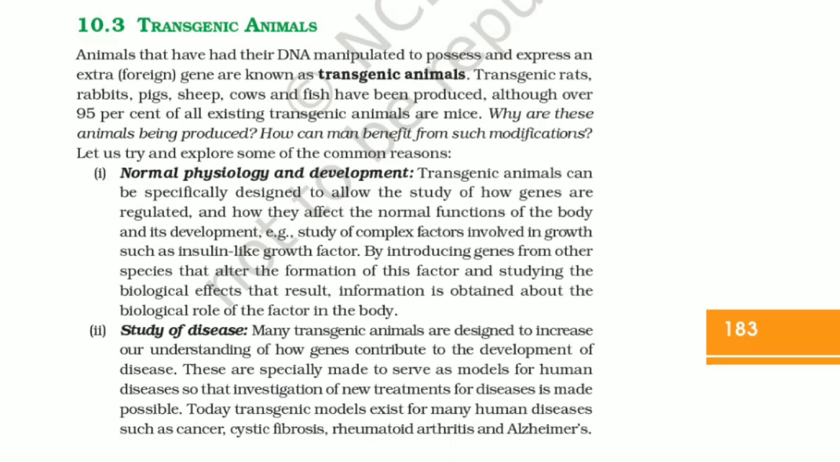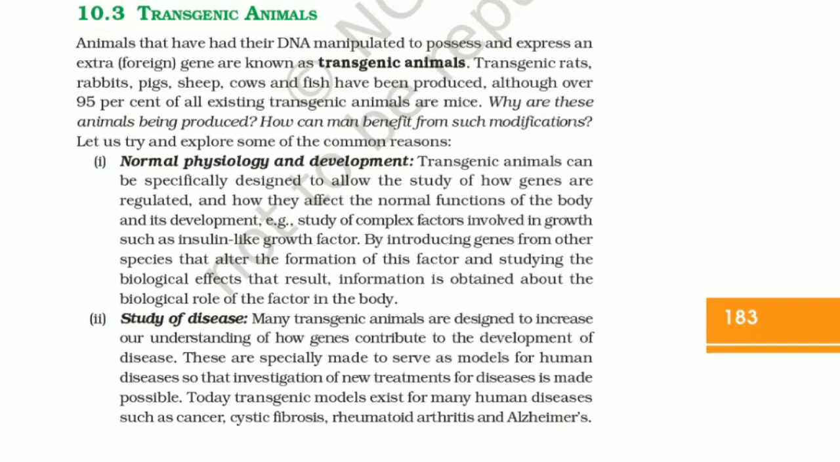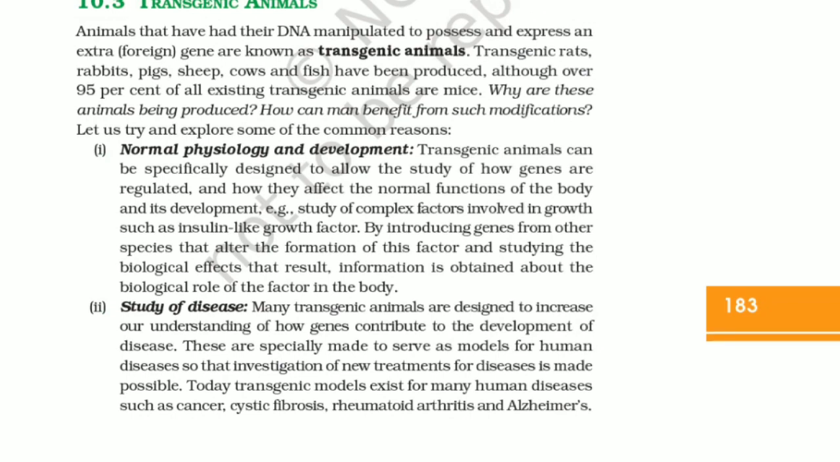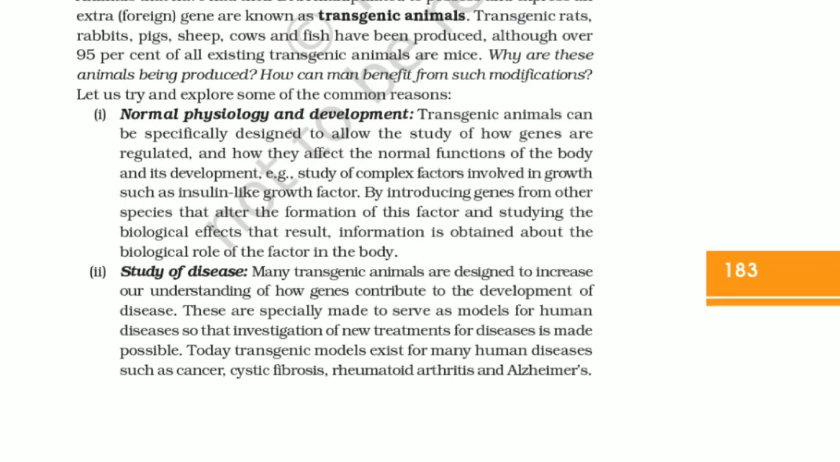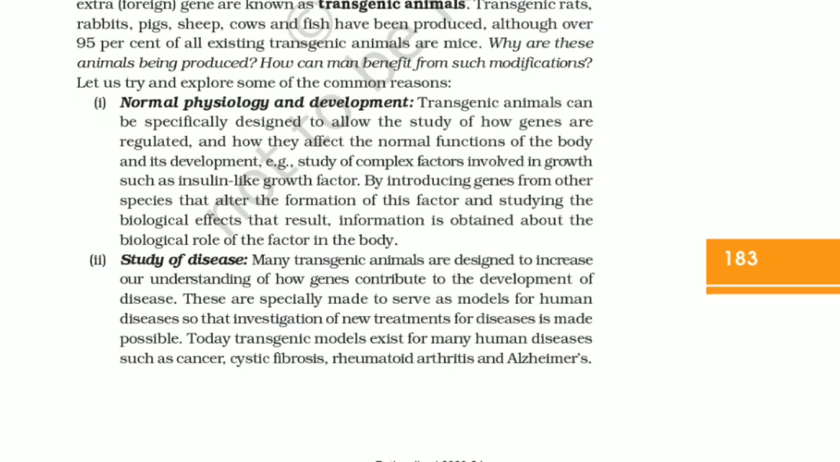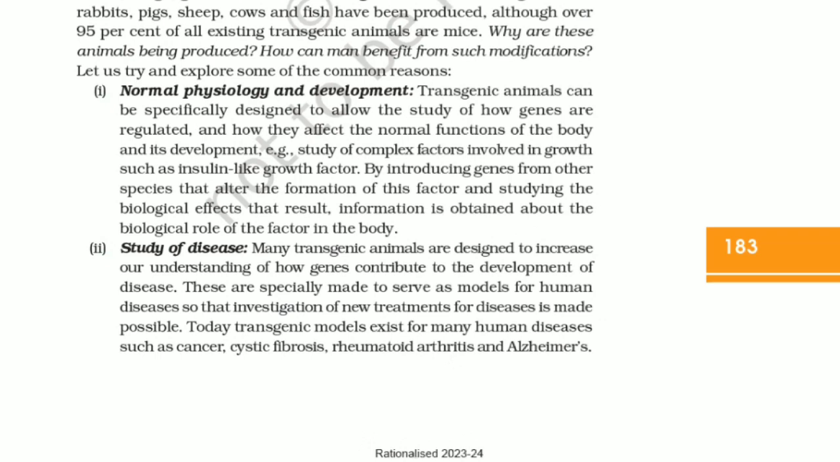10.3 Transgenic animals. Animals that have had their DNA manipulated to possess and express an extra gene are known as transgenic animals. Transgenic rats, rabbits, pigs, sheep, cows, and fish have been produced. Although over 95% of all existing transgenic animals are mice, why are these animals being produced? How can man benefit from such modifications? Let us try and explore some of the common reasons.